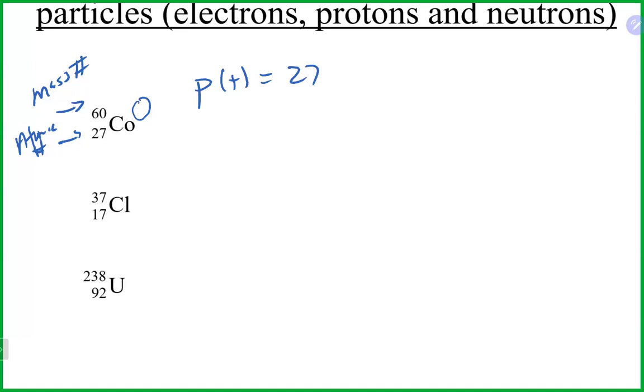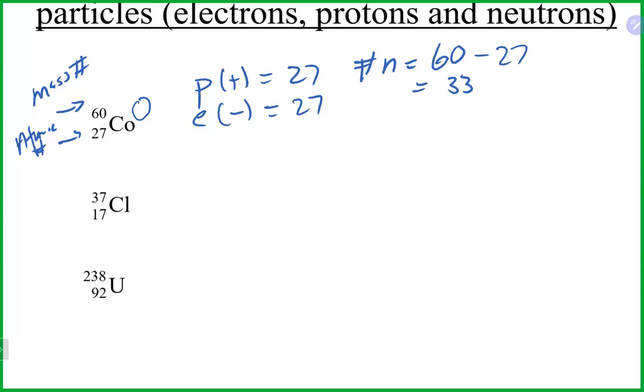Which means since the electrons are the only negative thing present, in order to get to no charge, we would need an equal number of negative charges to balance it out. And now for our number of neutrons, we take our mass number, which is 60, minus our atomic number, which is 27. So about 33 neutrons in this case. Any questions on that one there?